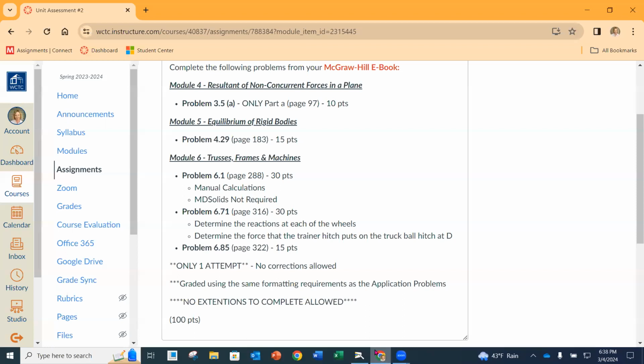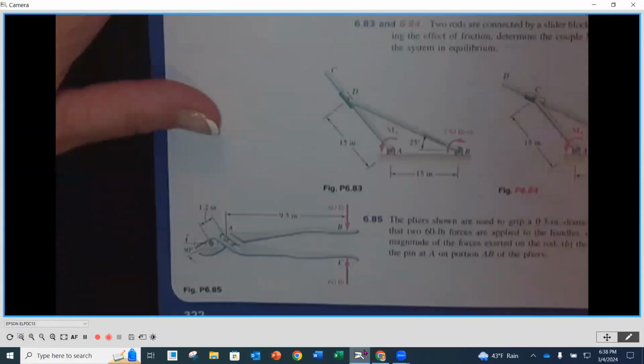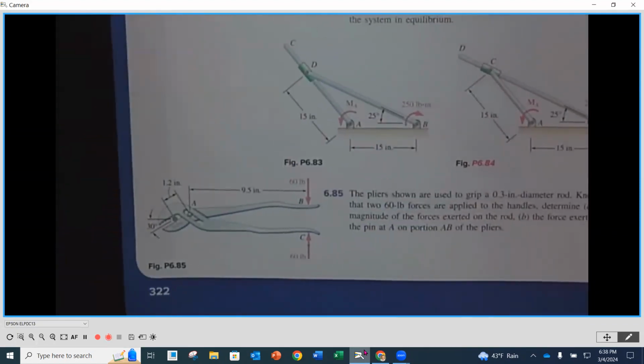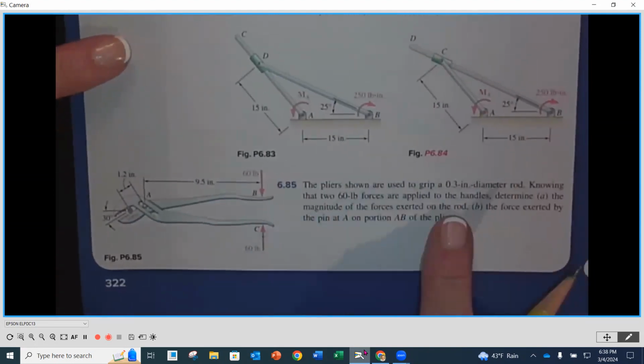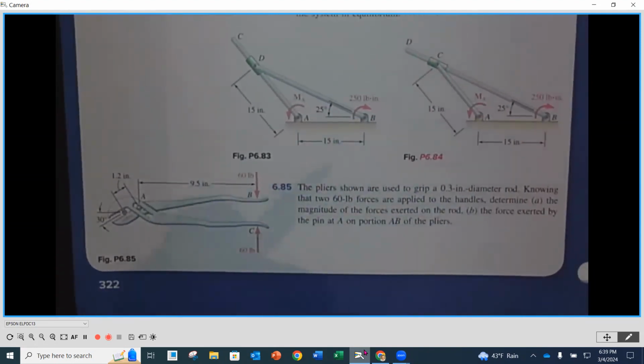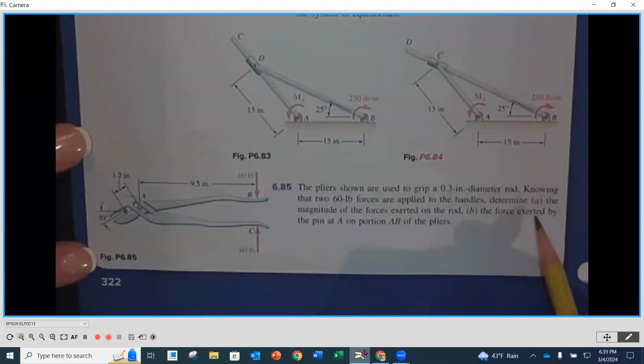And then lastly, we're going to do 6.85. This is found on page 322. This one is going to be a pliers. In this case, given the information here, you want to determine the magnitude of the force exerted on the rod.